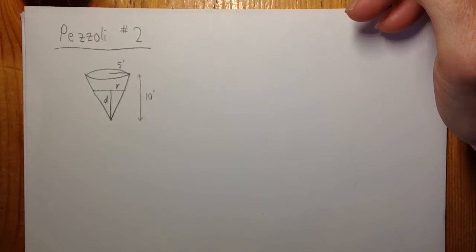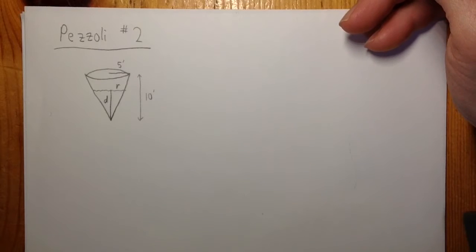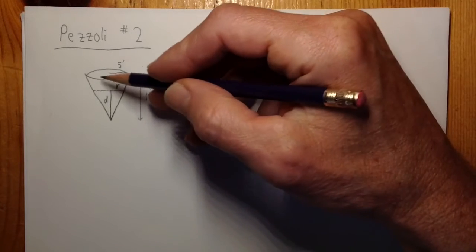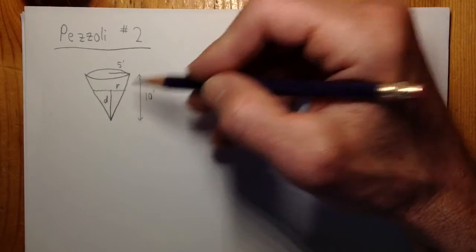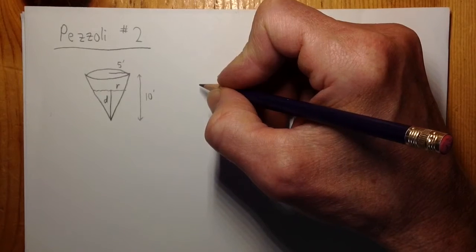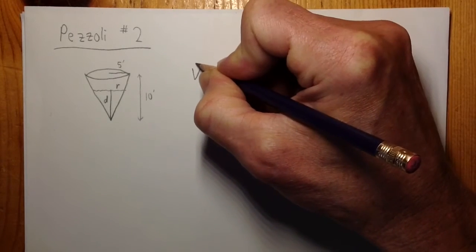Okay, let's look at Pezzoli number 2. So this is the winter 18 midterm Pezzoli number 2. We have a cone that's got water partially filling it, and they say that the water is leaking out at 2 cubic feet per hour. So we'll call that V dot.